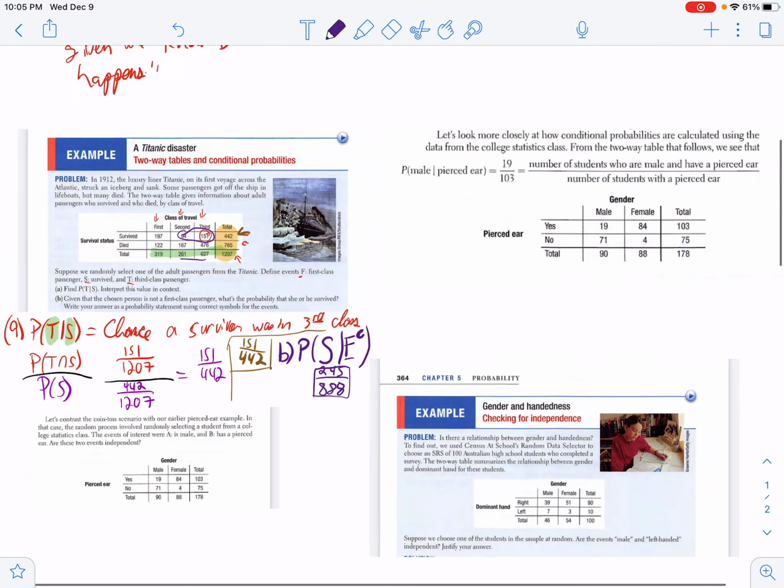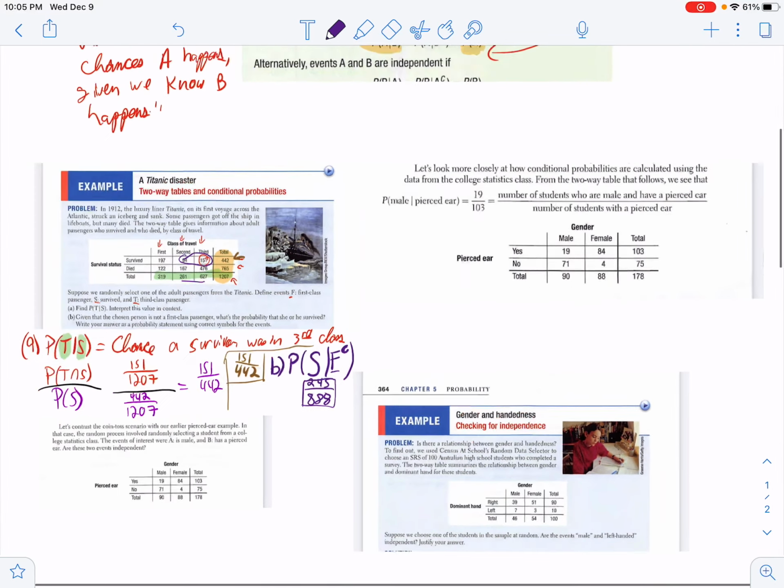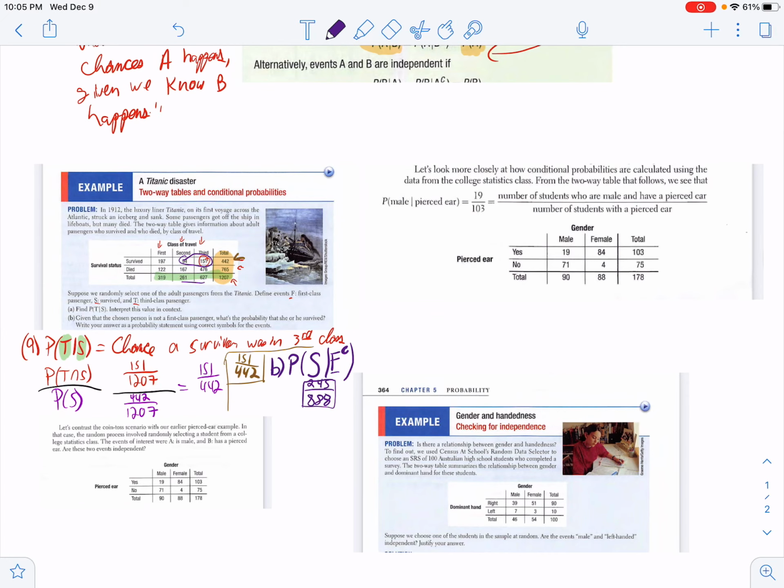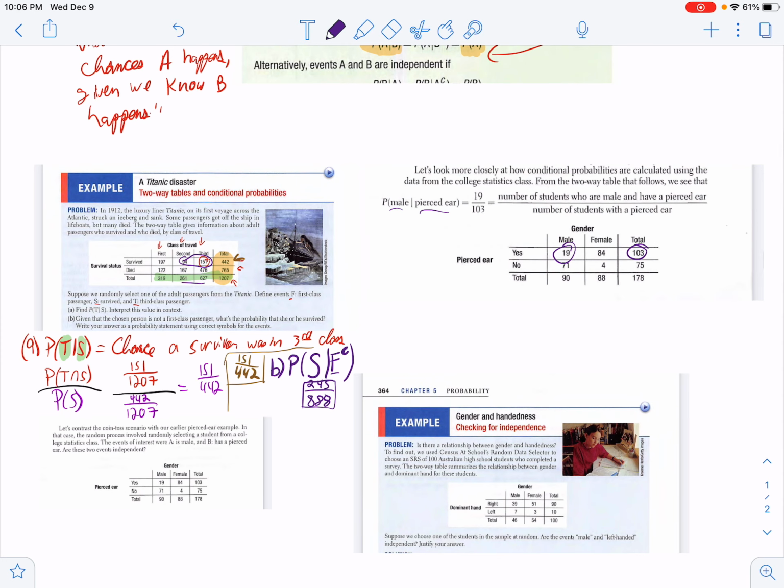Okay, and let's look over here at this next problem. It's telling us the probability of someone being male given that they have a pierced ear is 19 over 103. Let's make sure we can make sense of that. Probability of people that are male given they have a pierced ear. There are 103 people that have a pierced ear. How many of them are male? 19. So it's 19 out of 103, which matches with what they got there.